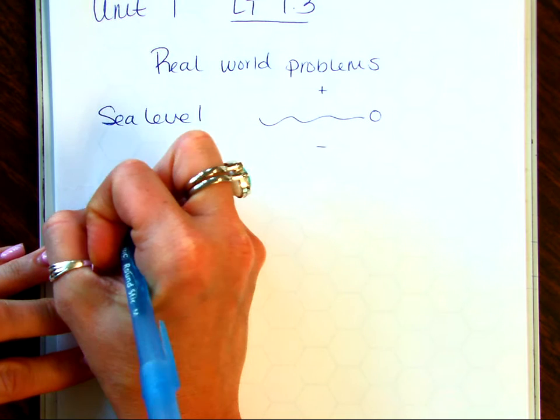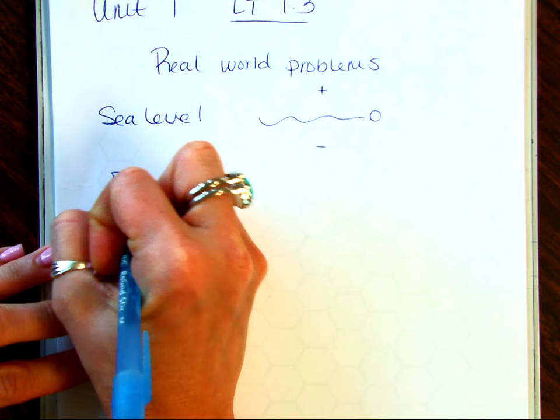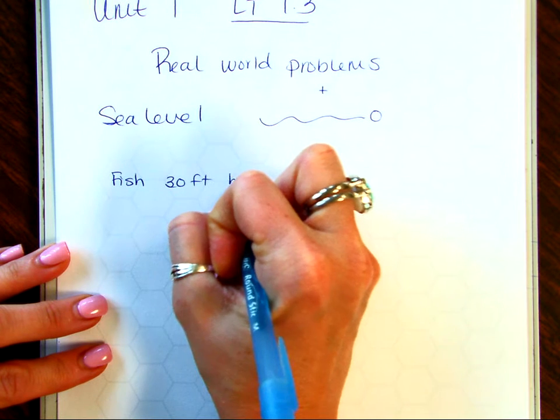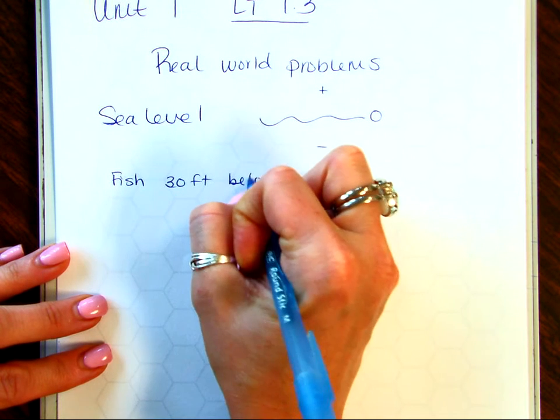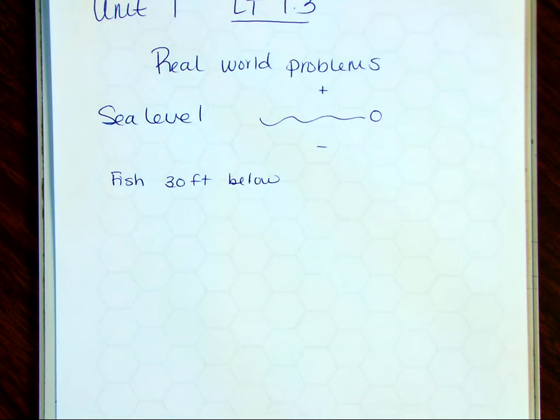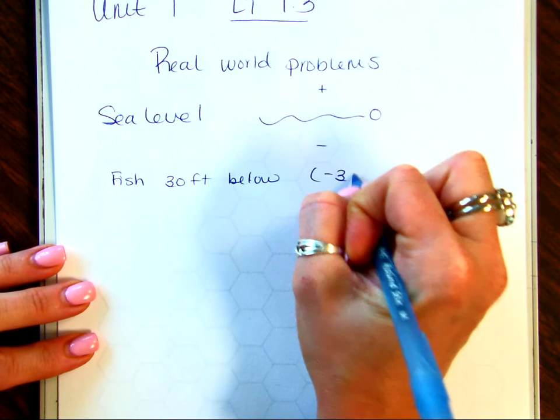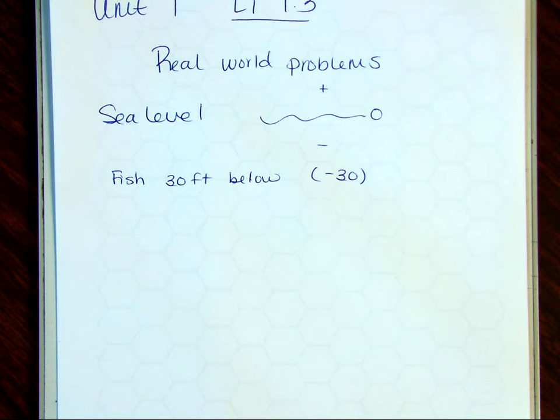So let's say, for example, you have a fish that is swimming 30 feet below sea level. Okay, so the first thing we would do when we start out in 7th grade, not just operations with integers, is ask what integer does this represent? So this obviously represents an integer of 30 below, which is negative 30.